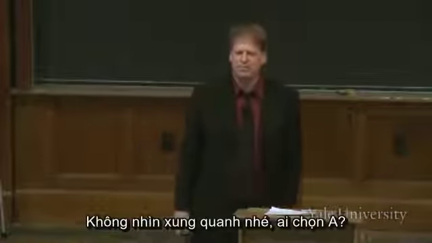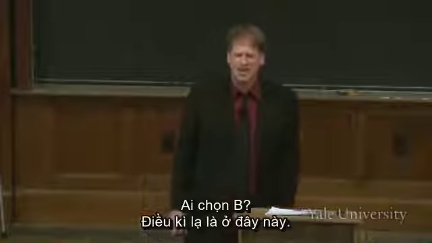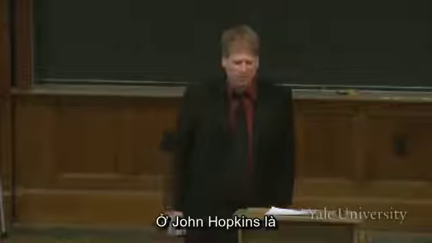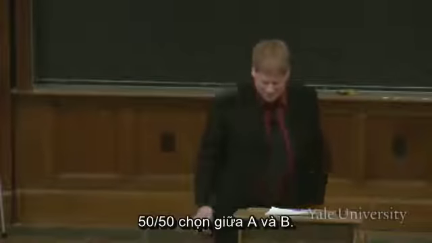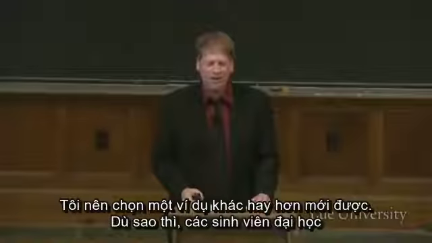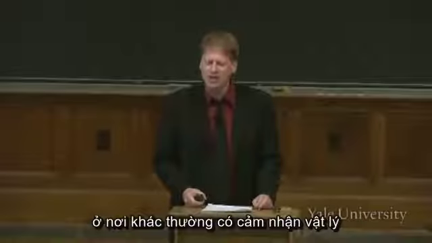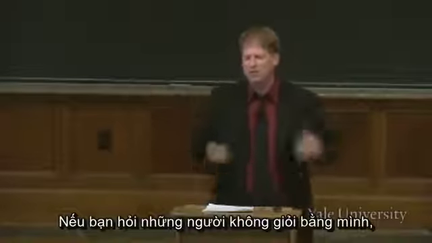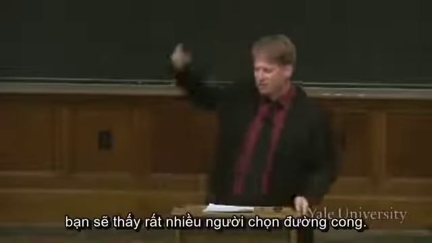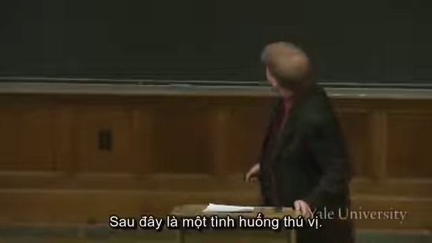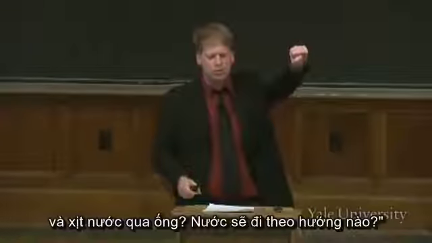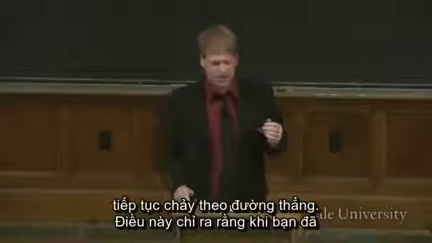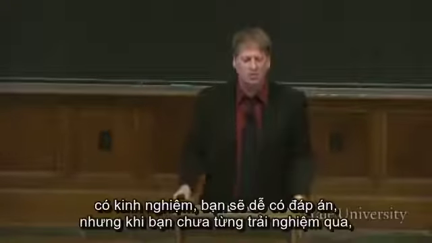Without looking around, who votes for A? Who votes for B? Here's the weird thing. Whenever I do this at Yale, everybody gets it right. At Johns Hopkins, it was 50-50 for A and B. I've got to get a better demo. But anyway, college students show systematic biases of incorrect physical intuitions. Here's a twist. If you found people who were less wonderful than you all and asked them, you'd get a lot of people saying the curving path. But here's the twist. Ask somebody, what if you took a tube and squirted water through it? Where would the water go? Nobody chooses B. Everybody knows the water would continue in a straight line. This suggests that when you have experience, that helps you out. But in the absence of experience, you're kind of lost.